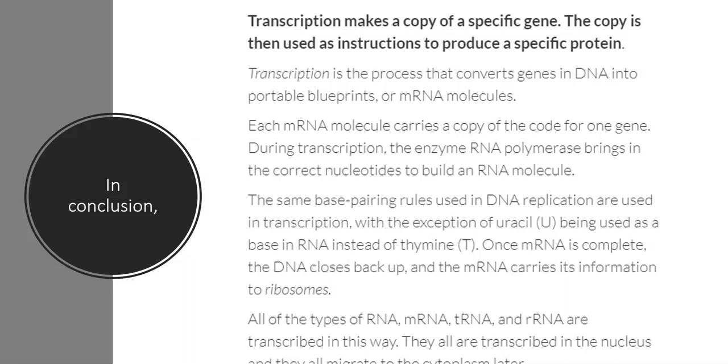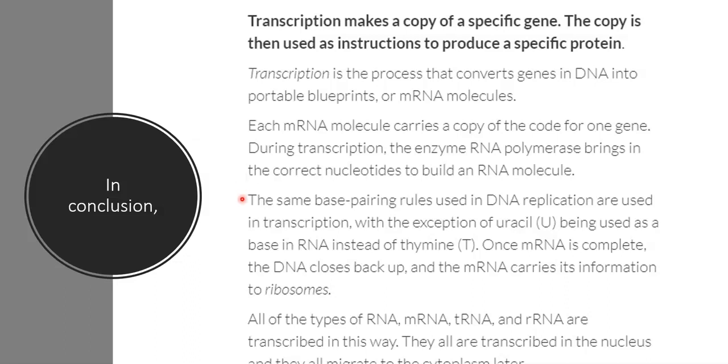Okay, so transcription makes a copy of a specific gene. The copy is then used as instructions to produce a specific protein. Transcription is the process that converts genes in DNA into portable blueprints or messenger RNA molecules. Each mRNA molecule carries a copy of the code for one gene. During transcription, the enzyme RNA polymerase brings in the correct nucleotides to build an RNA molecule.